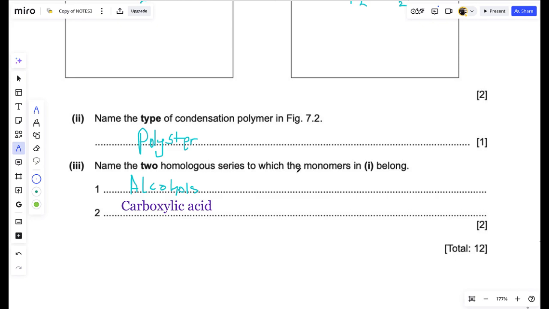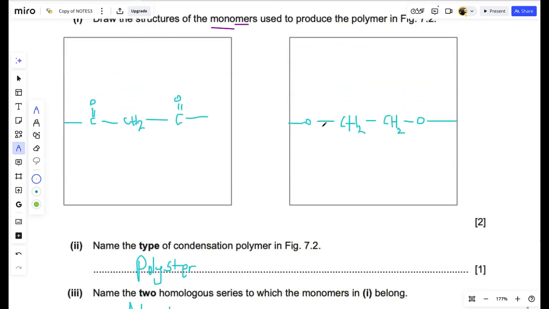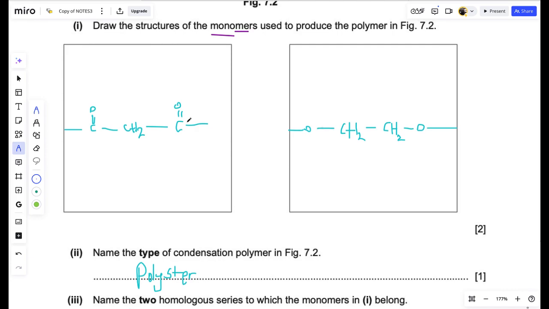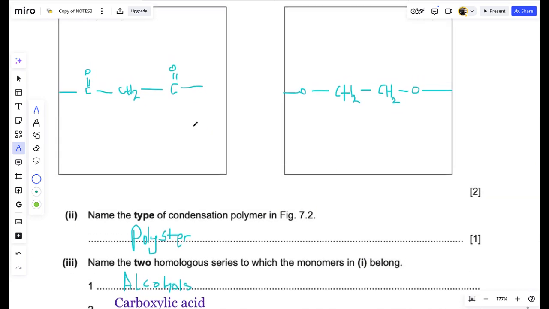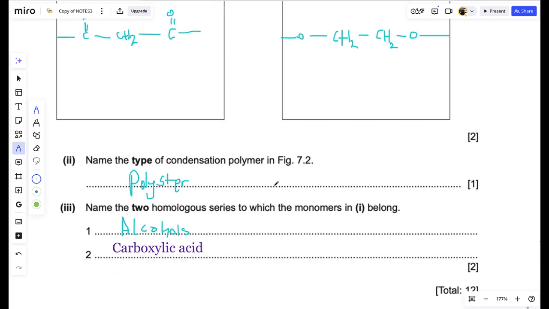Now, name the type of condensation polymer in 7.2. This is a polyester, right? This is a polyester. So double bond to O and single bond to O on the other side. This is a polyester. And we get our mark.